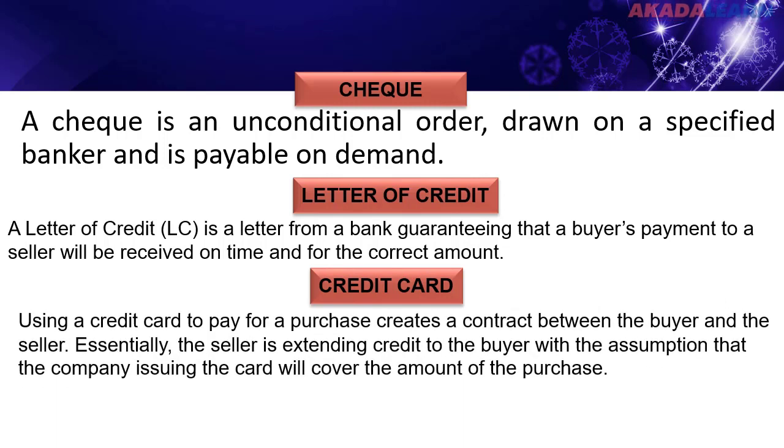Using a credit card to pay for a purchase creates a contract between the buyer and the seller. Essentially, the seller is extending credit to the buyer with the assumption that the company issuing the card will cover the payment for the purchase. In turn, the issuer of the credit card is anticipating that the cardholder will eventually pay off the amount of the debt along with applicable interest and financial charges.